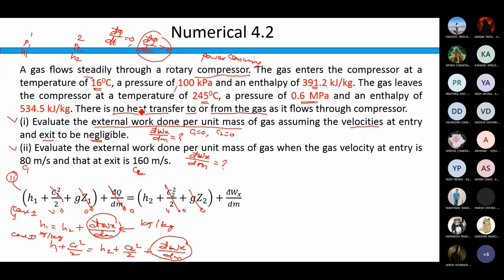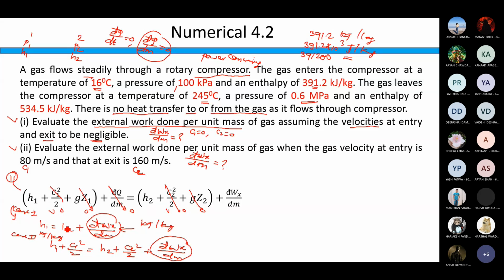What you can do is, for example, this enthalpy is given as 391.2 kilojoule per kg. Simply take this enthalpy in joule per kg. So you can write it like this: 391.2 into 10 raised to 3 joule per kg. Take it like this. So this is 391,200, right? If you take this in joule per kg, then with velocity in meter per second, the units on both sides are balanced, otherwise not.